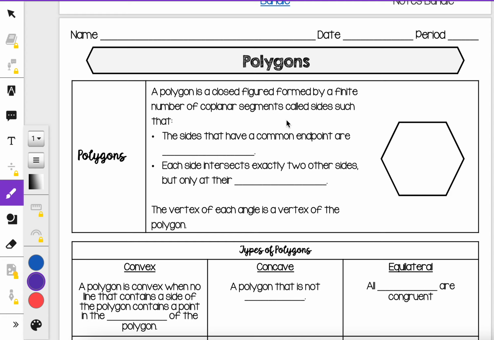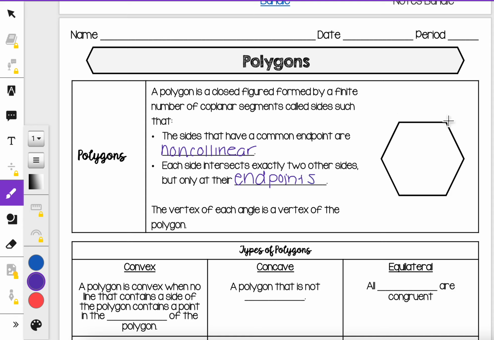Now, what's also true about these sides is that the sides are going to have common endpoints that are non-collinear. Okay. So all of the common endpoints of these sides are going to be on the same plane, but they're not going to be all on the same line. And each side is going to intersect two other sides, but only at their endpoints.